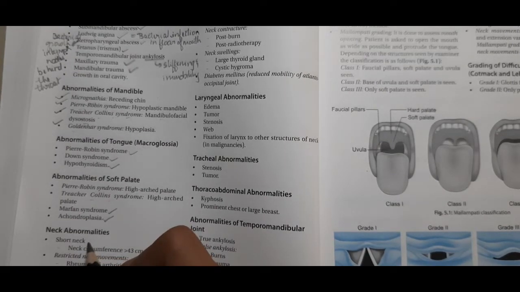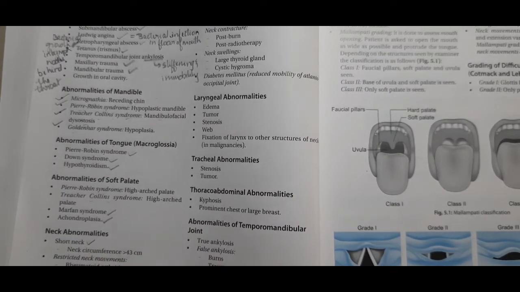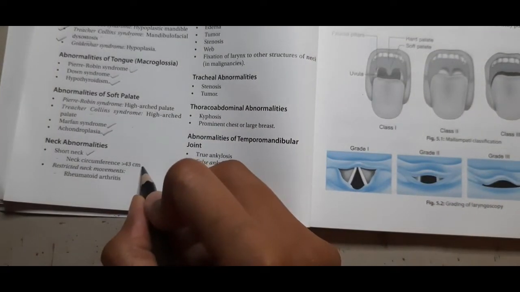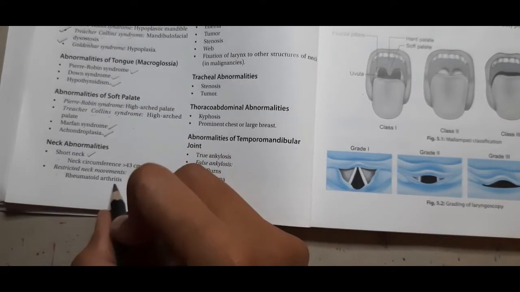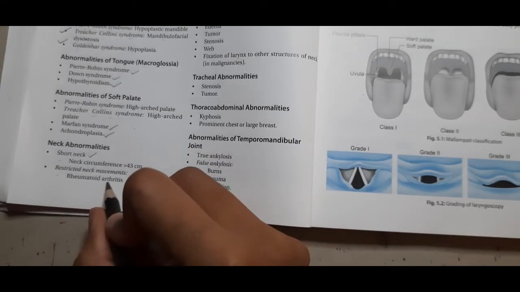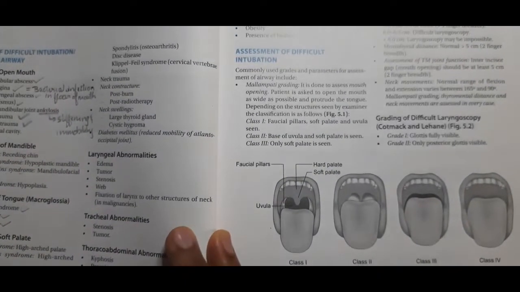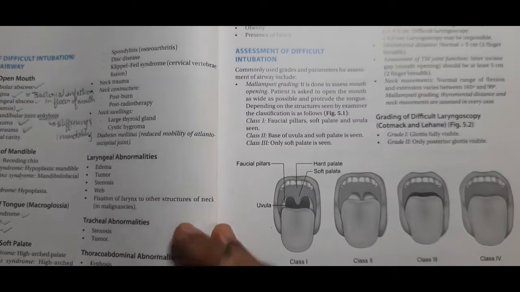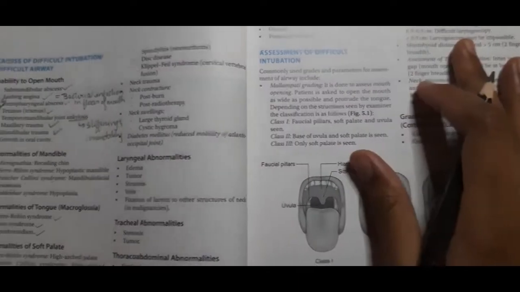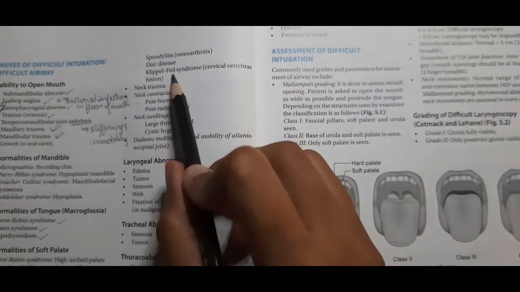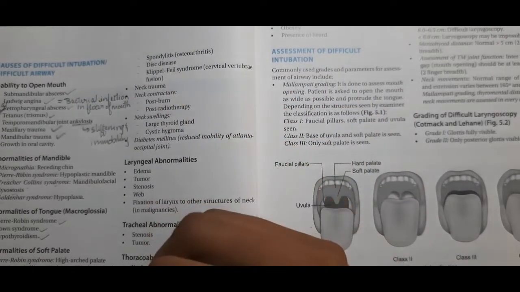Moving to the neck abnormalities, the patient might have a very short neck with a neck circumference of greater than 43 centimeters. Restricted neck movement, that is, people with rheumatoid arthritis might not be able to move their neck sideways, up and down. That could be a cause for difficult intubation. Moving to spondylitis, osteoarthritis, disc disease, then Klippel-Feil syndrome. Cervical vertebrae fusion is Klippel-Feil syndrome. These are the restricted neck movements.